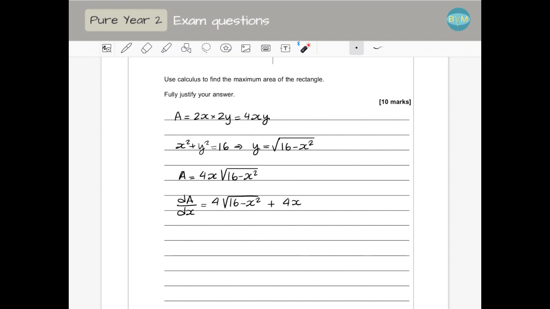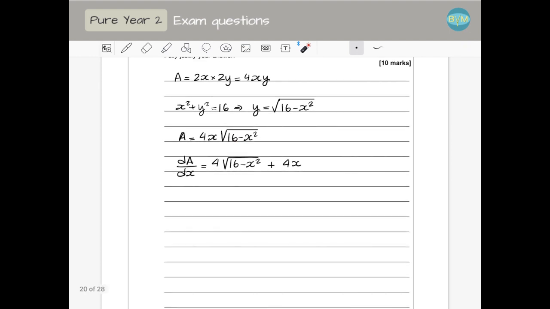To differentiate this one, I have a square root of a function, so I'm going to use the chain rule. I'll do it just on the side. So if I want to differentiate the square root of 16 minus x squared, using the chain rule, let me write it in a better way. This is 16 minus x squared to the power of 1/2.